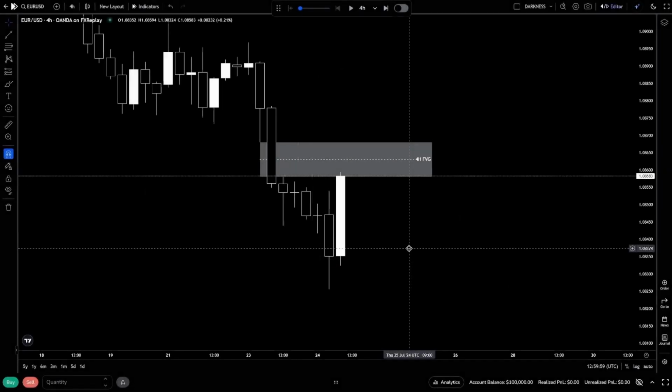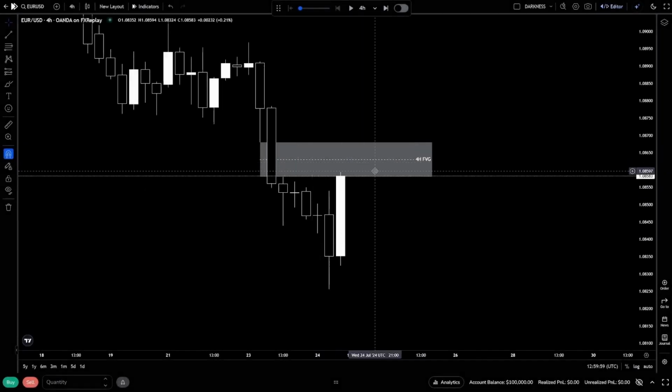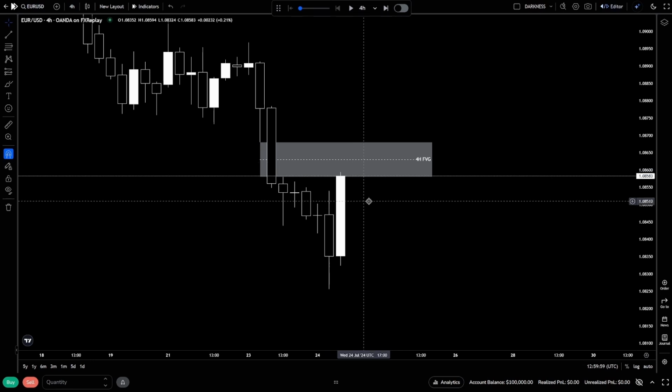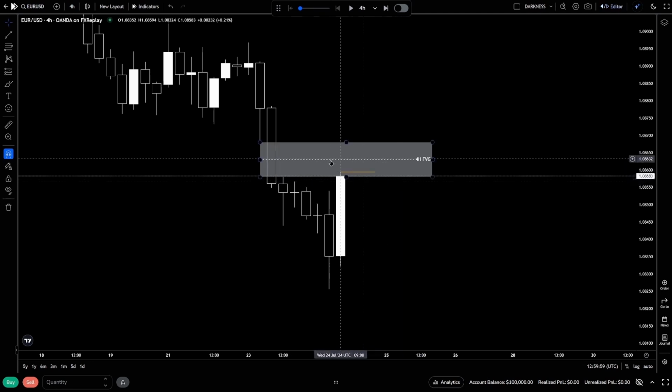Here's a chart example. First candle comes into the fair value gap and closes with a very small wick. So we wait for the second candle to sweep the previous candle high and then look for an entry. So this is the high.